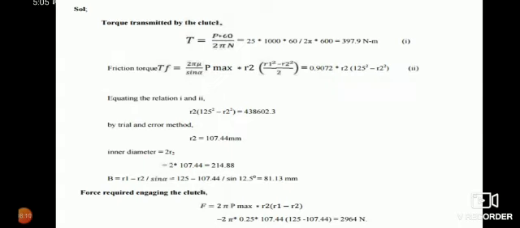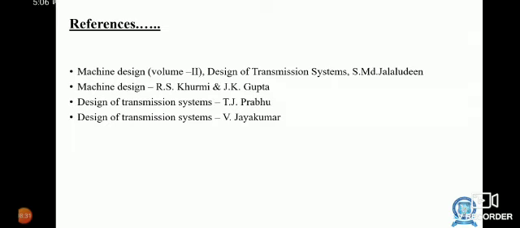Inner diameter equal to 2 into R2, 2 into 107.44, equal to 214.88 mm. Force required to engage the clutch F equal to 2 pi P max into R2 into (R1 minus R2). Substituting all the values, we get the force equal to 2964 Newton.